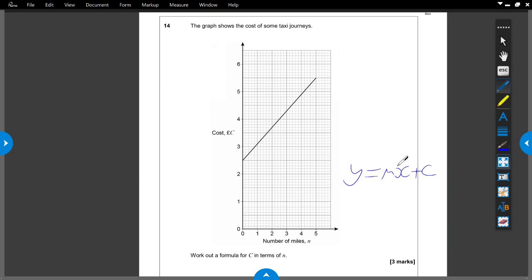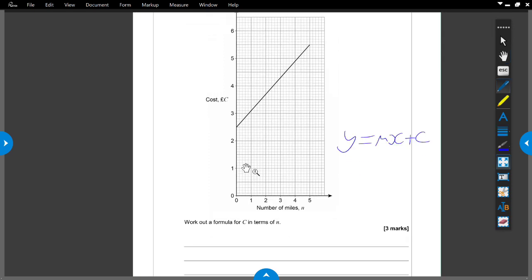If we want to work out this line, y equals mx plus c, m is the gradient, c is the y-intercept. Now we don't have to know this knowledge beforehand in order to work out the equation. We can actually just derive it. Now the cost, when we have 0 miles, is £2.50. So no matter how many miles we've done, we must start with £2.50. This isn't the same c as the one up here, by the way.